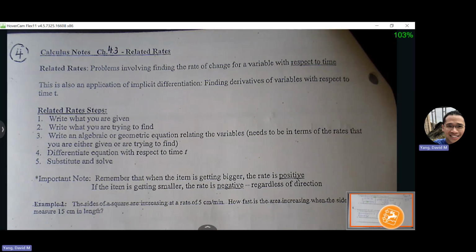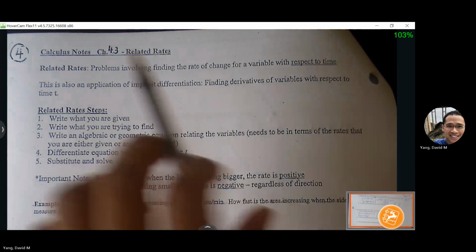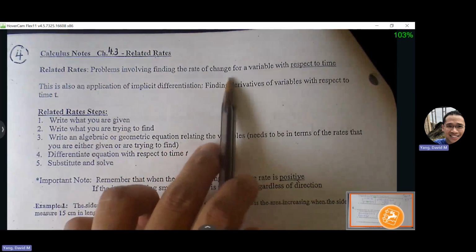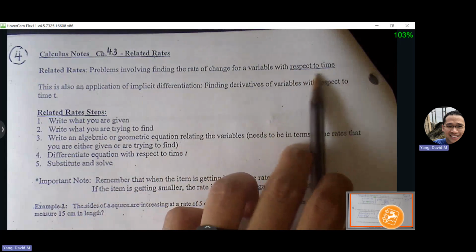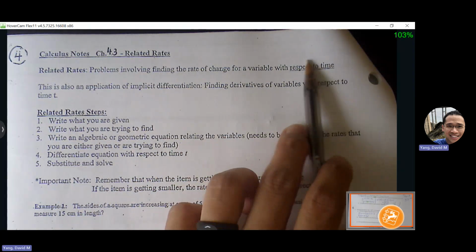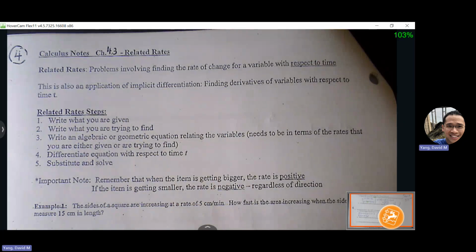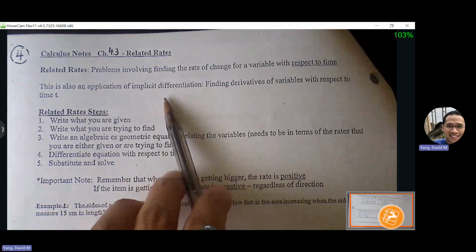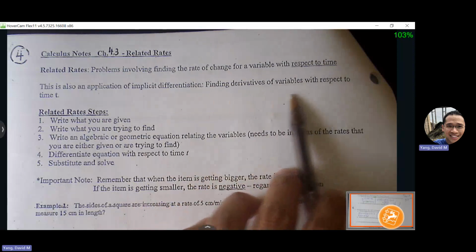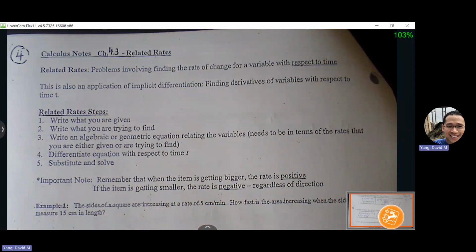So related rates are problems involving rates of change, but instead of variable x, we're doing this with respect to time, okay? With respect to time t. So this is also an application of implicit differentiation. We find the derivative of variables with respect to time t.